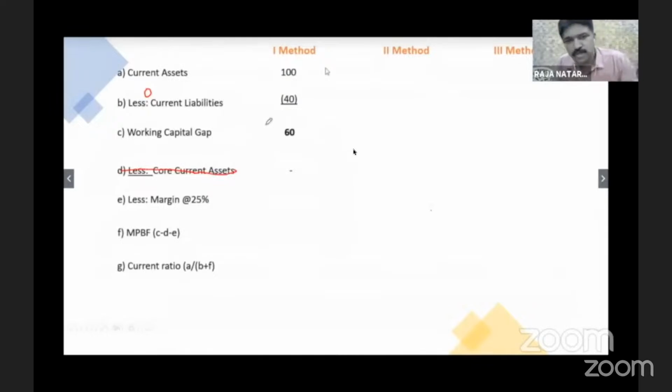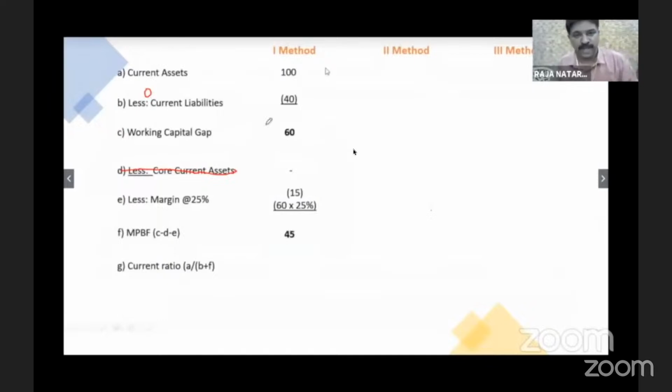Now, how should this gap be funded? 25% of the gap should be funded by promoters. So 60 into 25% works out to 15 lakhs. That should be funded by the promoters. So there's a gap of 60, promoters are funding 15. 60 minus 15, what do you get? 45. So this is the maximum permissible bank finance under the first method.